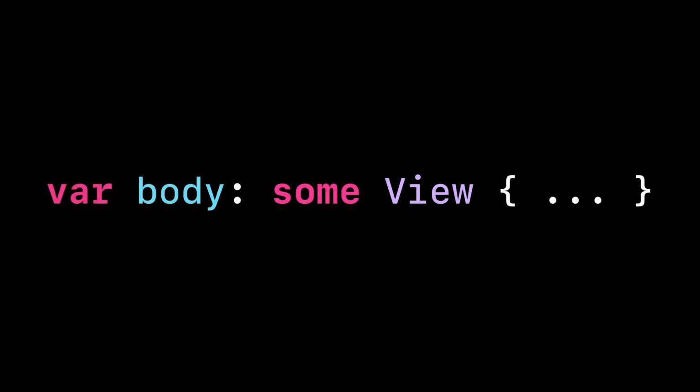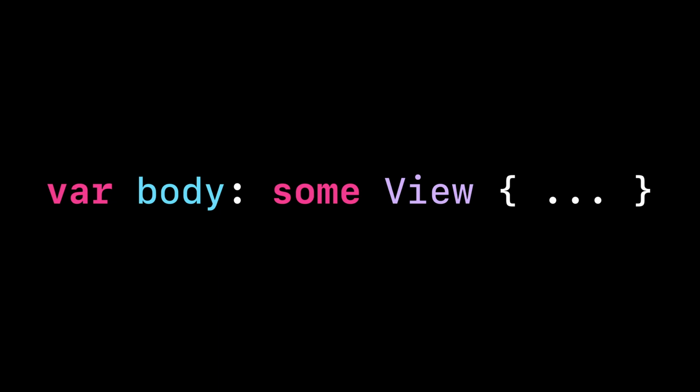If you've written SwiftUI code before, you've already used some in result position using some View. A result type of some View is exactly the same concept. In a SwiftUI view, the body property returns some specific type of view, but code that uses the body property doesn't need to know what the specific type is.